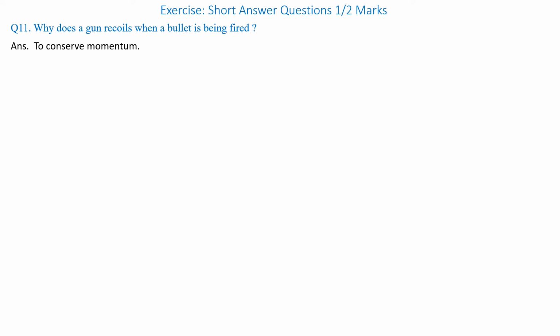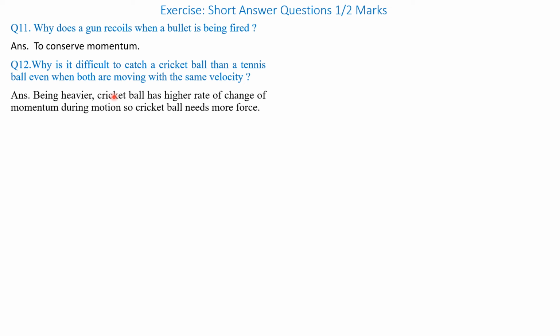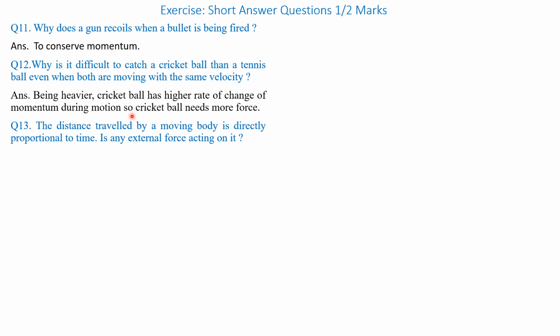Answer. A gun recoils to conserve the momentum. Question 12. Why is it difficult to catch a cricket ball than a tennis ball even when both are moving with the same velocity? Answer is, being heavier, the cricket ball has higher rate of change of momentum during motion. So, cricket ball needs more force.